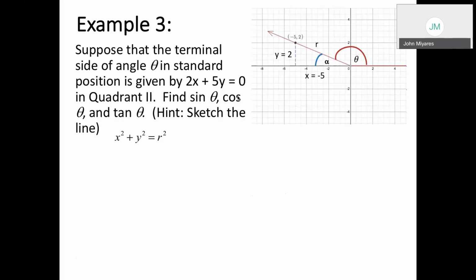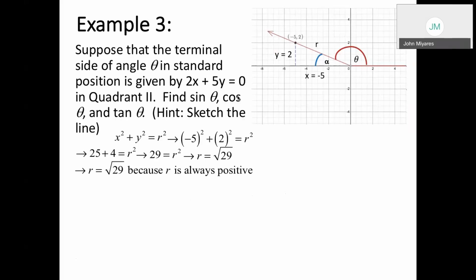Substituting in what we know for x and y, we'll get negative 5 squared plus 2 squared equals r squared, which expands out to 25 plus 4 equals r squared, or r squared equals 29. Taking the square root of both sides, you're going to get r equals the square root of 29. And we know we don't need to worry about the negative square root because r in these problems will always be positive. So let's label that on our triangle here as r equals the square root of 29.